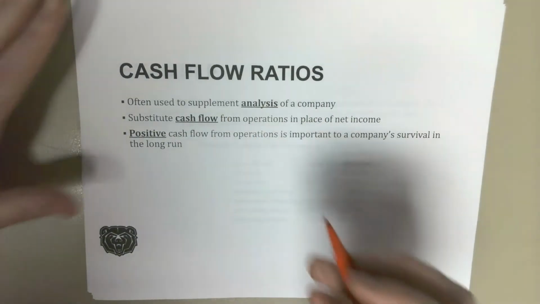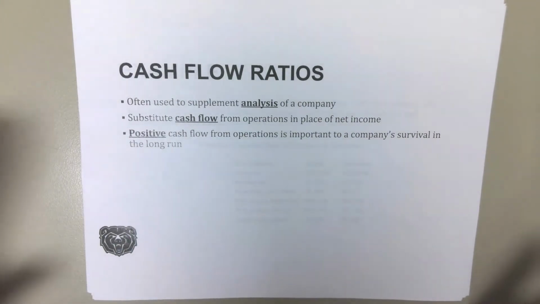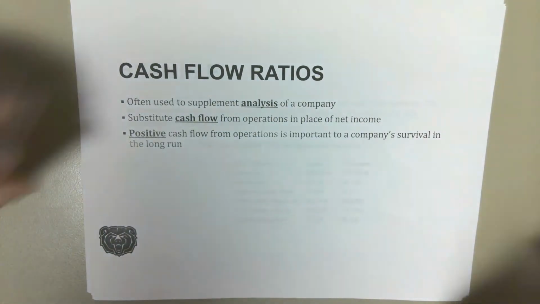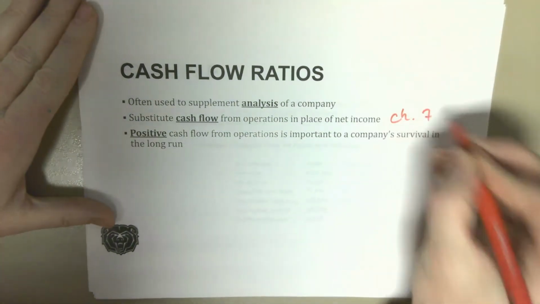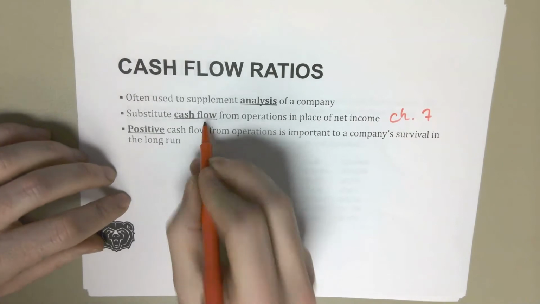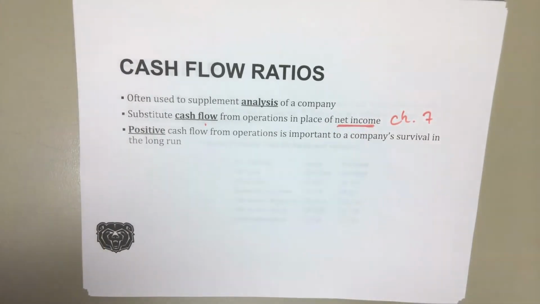Okay. The statement of cash flows is a complementary statement, so it would make sense that the analysis and the ratios that we use are also going to be complementary or supplementary. Okay. All we're doing though is taking some of the ratios we learned in chapter 7. We're just going to substitute cash flow from operations in place of the net income number. And you'll see that as we move along, okay?